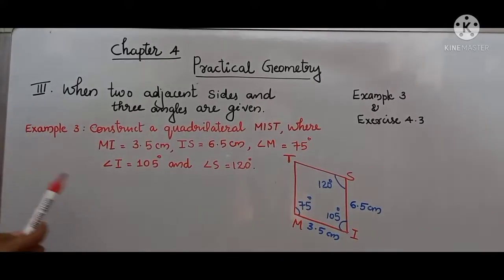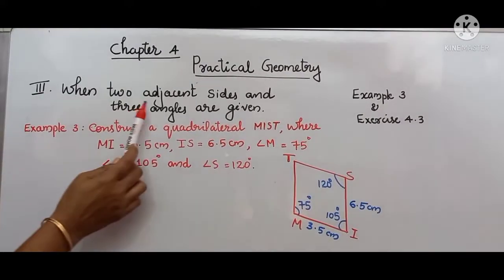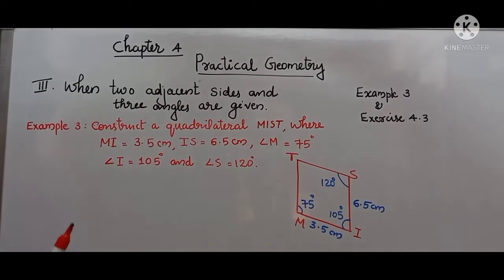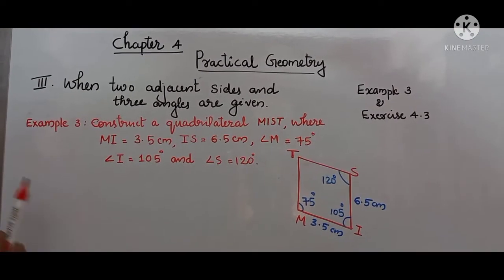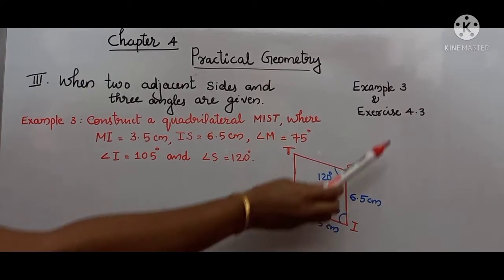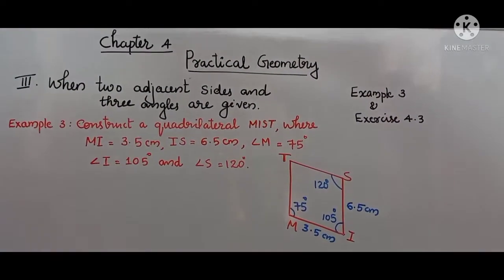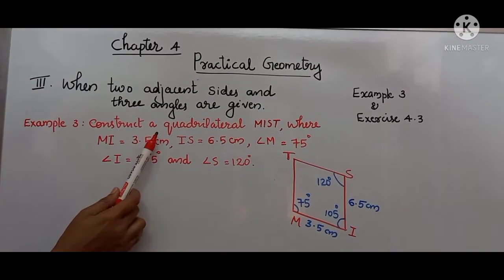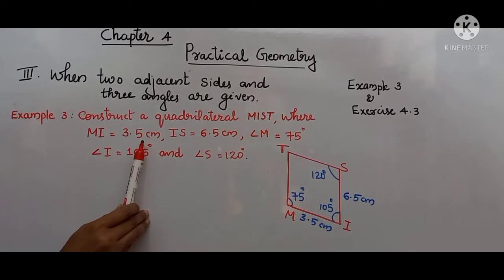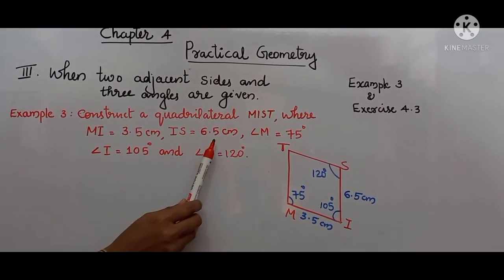Welcome children. In this video we will discuss how to construct a quadrilateral when two adjacent sides and three angles are given. Here I have taken Example 3 first, and after that we will do the Exercise 4.3 problems.